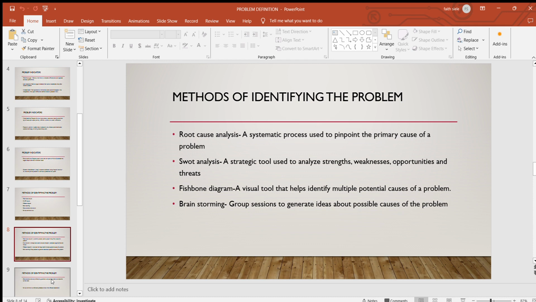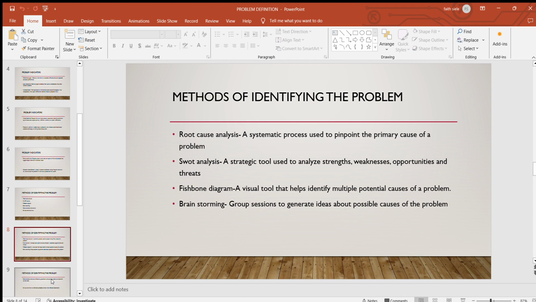Then thirdly, we have the fishbone diagram. It is a visual tool which helps identify multiple potential causes of a particular problem. It categorizes the causes under headings like, let's say, people. We may have processes, machines, or even materials. So it helps to identify multiple potential causes of a problem.